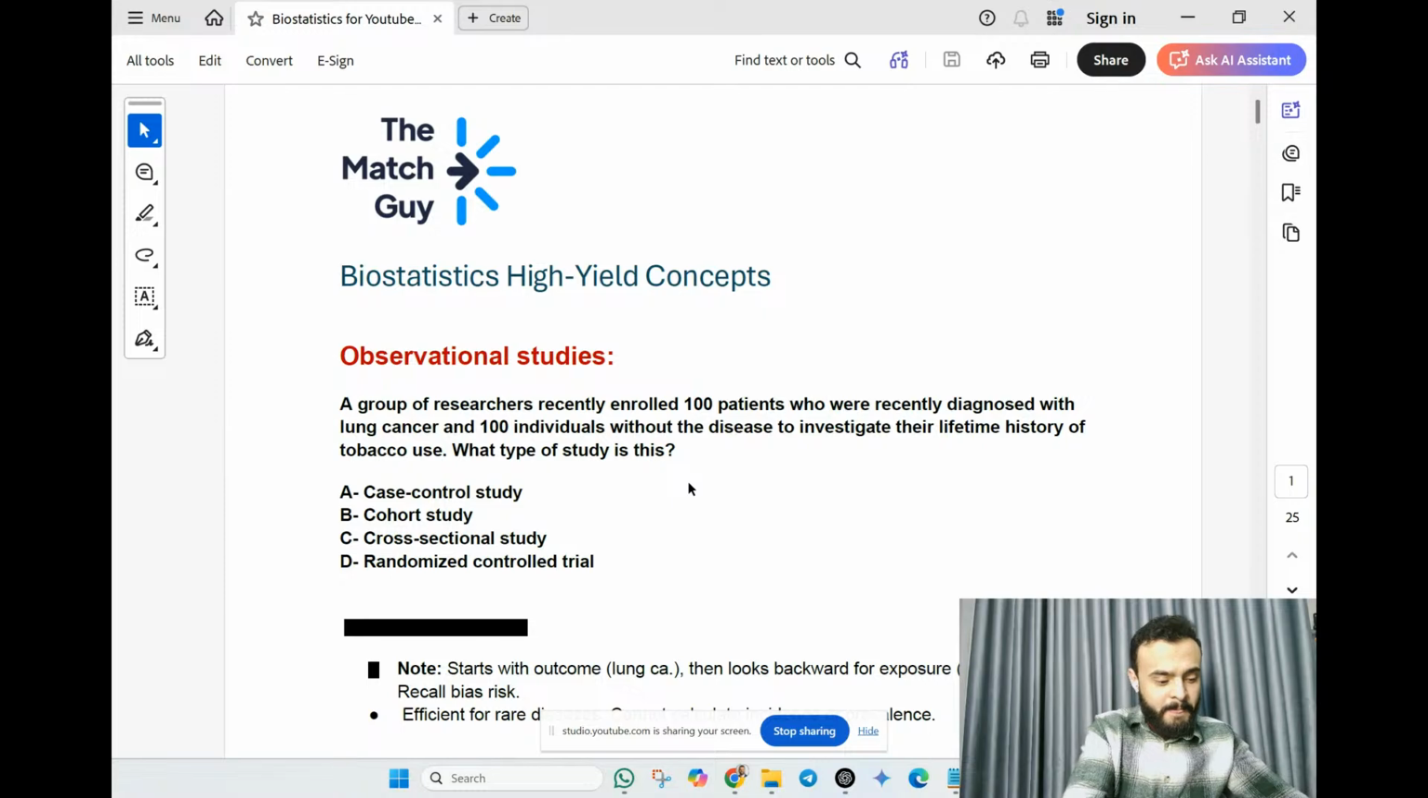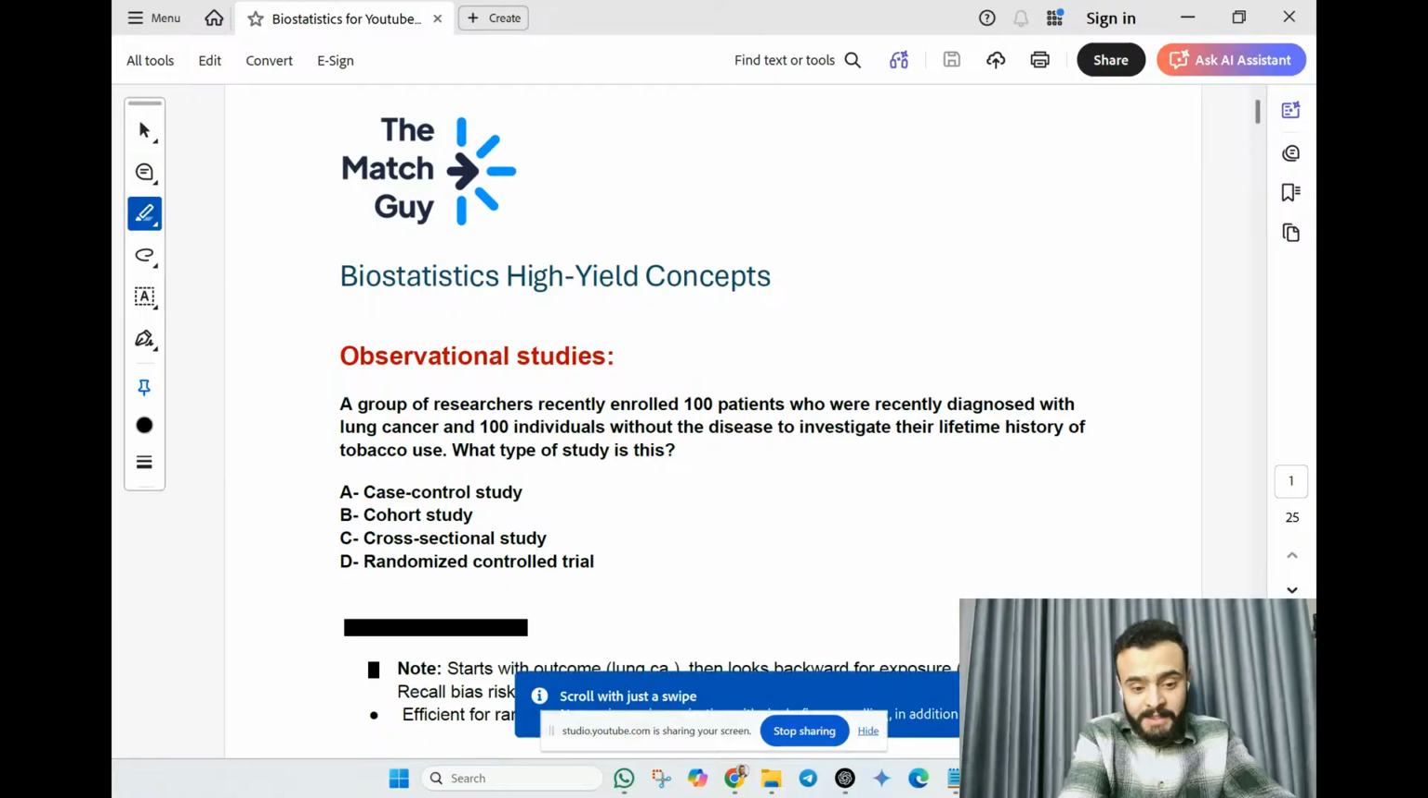Okay, I will read the question, then I will give you 5 seconds to think of the answer, then I will give you my input. A group of researchers recently enrolled 100 patients who were recently diagnosed with lung cancer and 100 patients without the disease to investigate their lifetime history of tobacco use. What type of study is that?